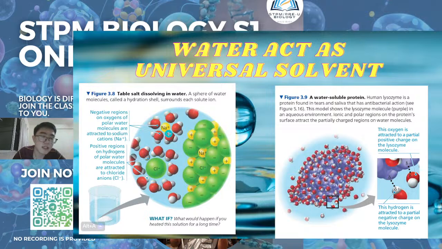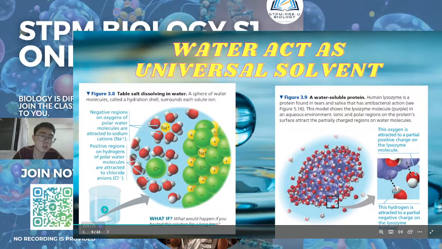If you see, the sodium ion will be attracted by the oxygen atom. Sodium ion is attracted by the oxygen atom, while chloride ion is attracted by the hydrogen atom. So all of these ions will be pulled away by water molecules, and the solid structure will become arranged loosely. So that is why salt can be dissolved in water.